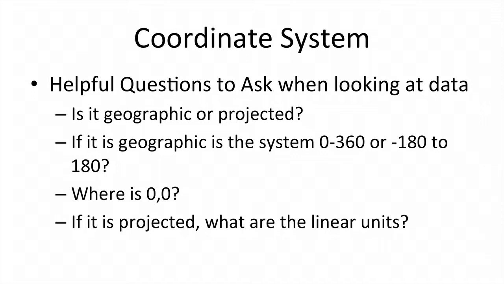And then, where is my 0,0 located? For 4326, 0,0 is located off the coast of Africa. If you have a projected coordinate system like a UTM zone, say UTM zone 11 north, your 0,0 is actually going to be on your map itself. They have a false easting and a false northing that transfers your 0,0 from one place on the globe to where that zone is located. So all of your numbers have their 0,0 moved from Africa over and up to where your UTM zone is located. It could be over and down, that kind of thing. So it's important to understand where 0,0 is located.